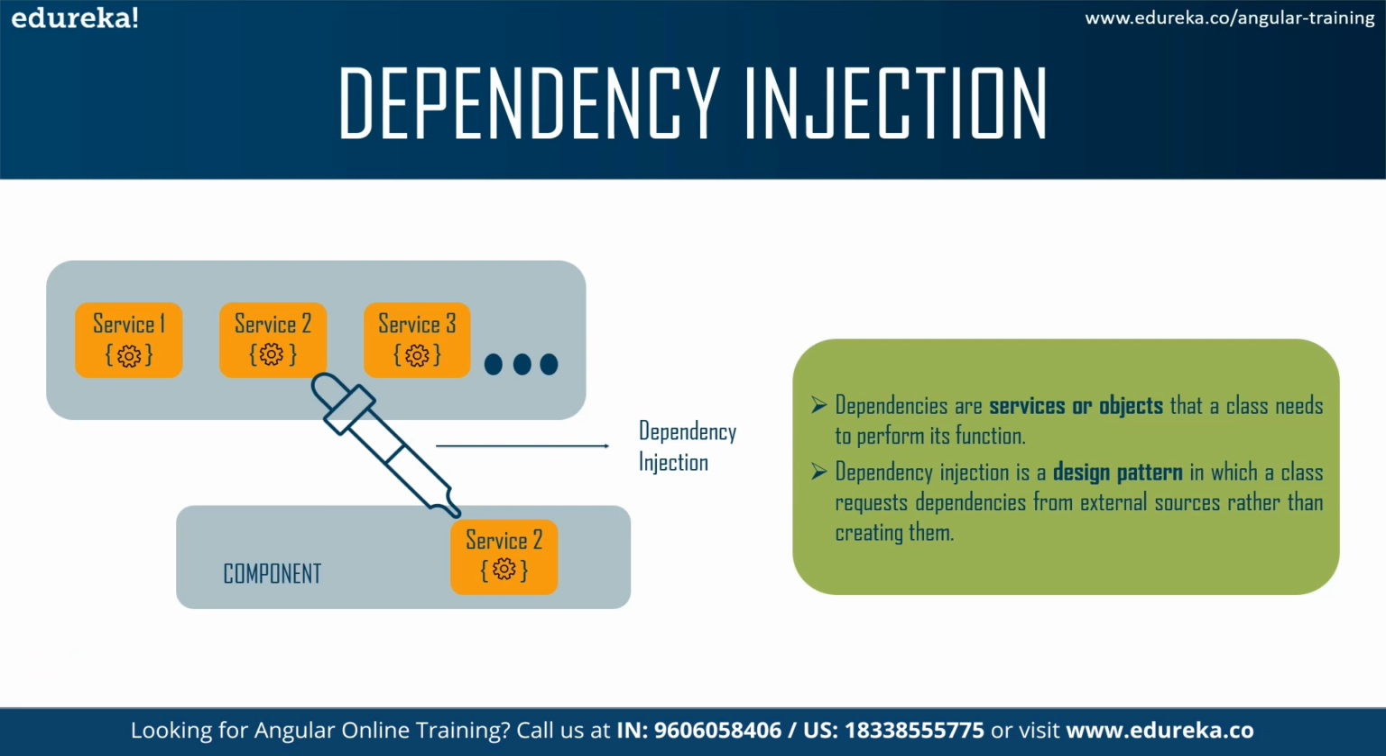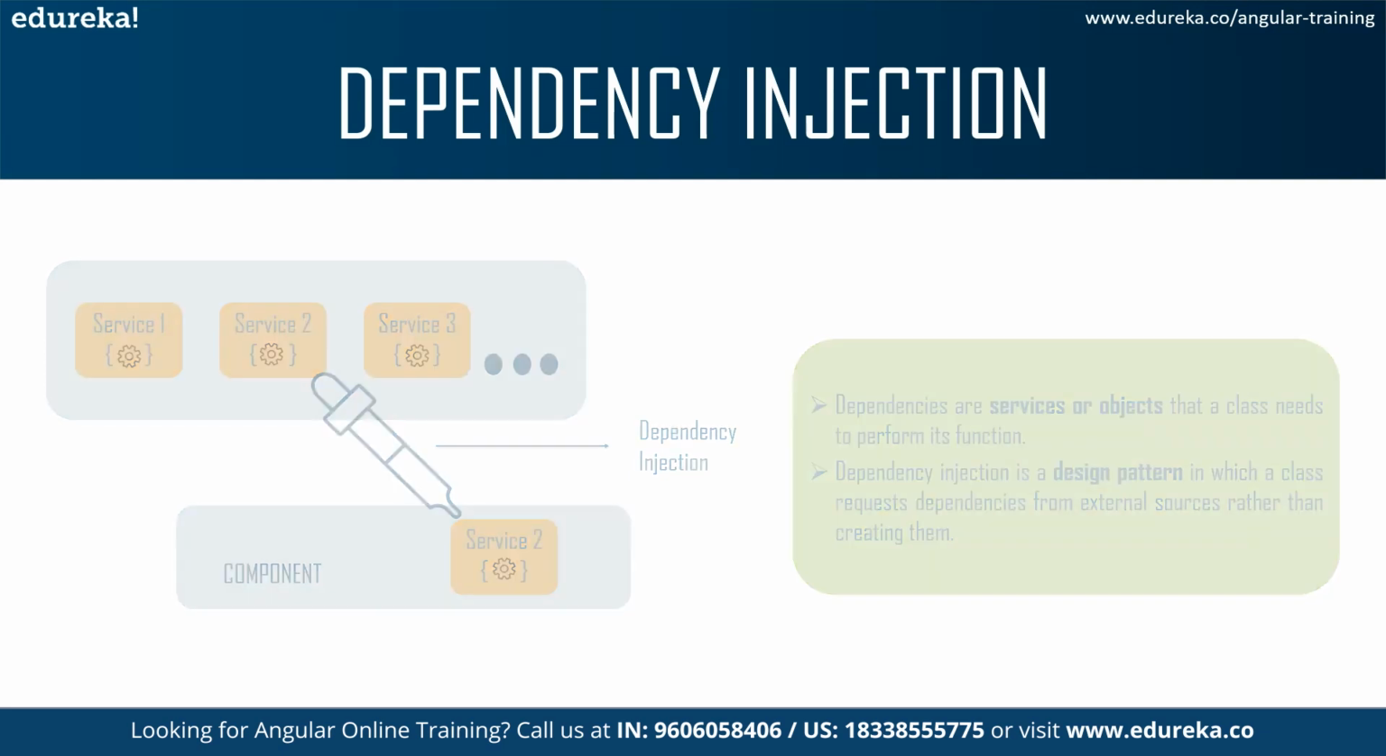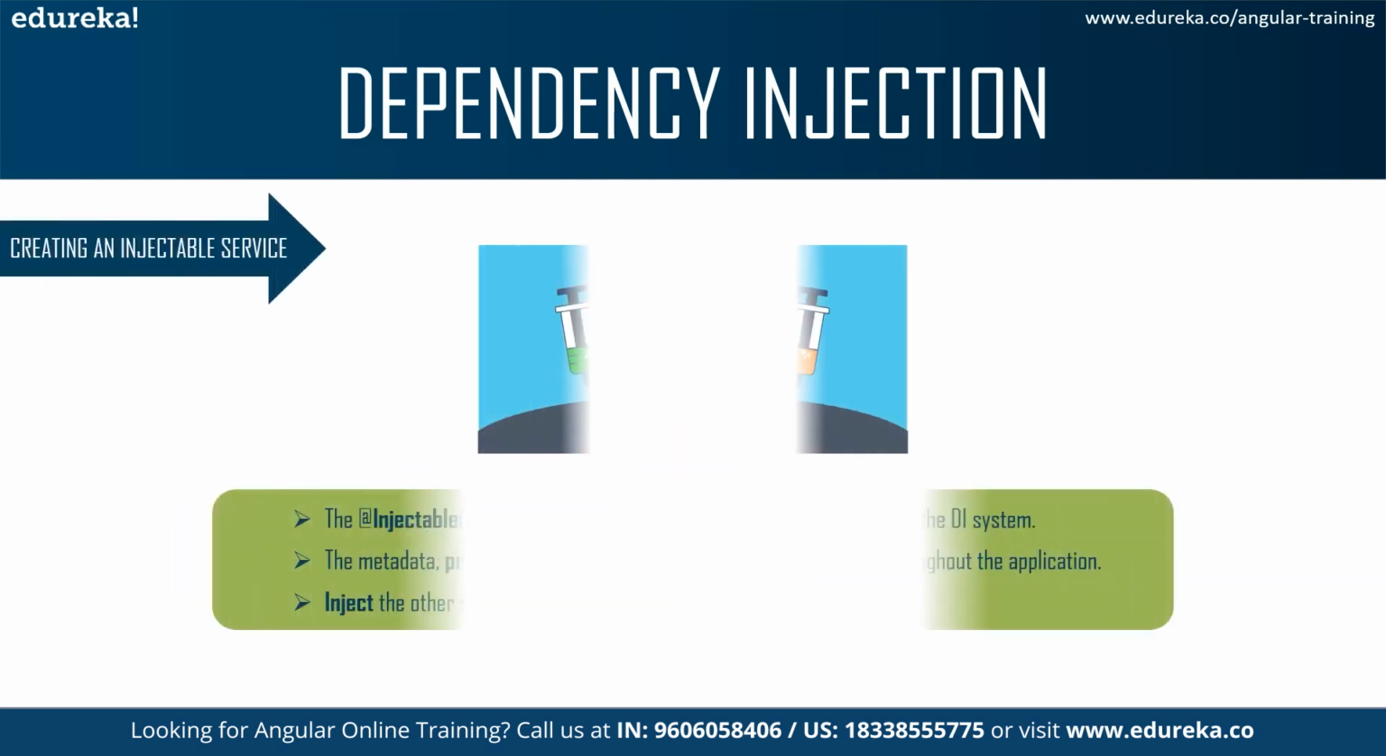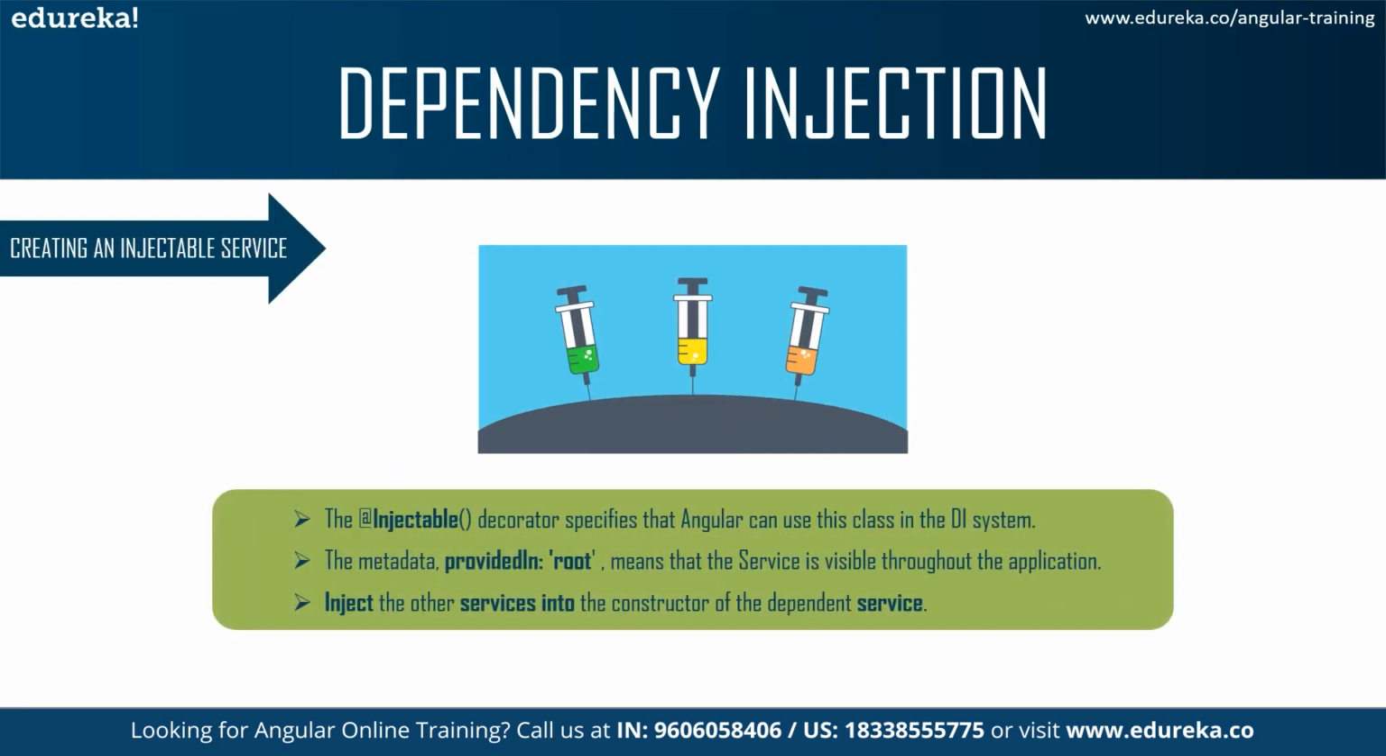So dependency injection is basically a design pattern in which a class will request a particular dependency from an external source rather than creating it by itself. In order for us to create dependency injection, we need to make use of services. Now, when you create a service, there is a decorator known as Injectable.